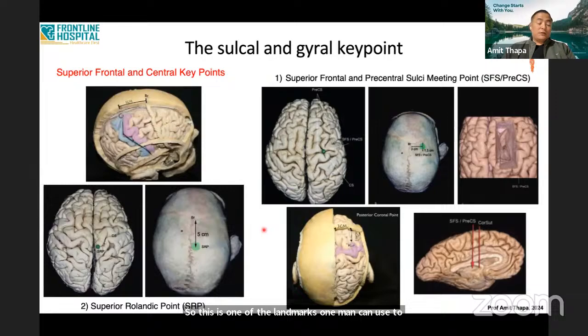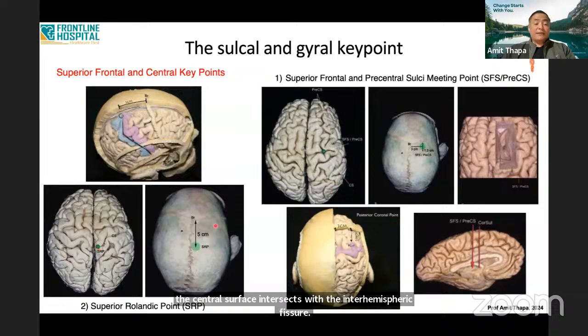Then the other important point is the superior Rolandic point, as we have already talked about in the previous slide. This is in the interhemispheric plane where the central sulcus intersects with the interhemispheric fissure. And this superior Rolandic point lies 5 centimeters behind the bregma. This is an important landmark when we are going through interhemispheric approaches, because when we do a corpus callosotomy at this level, the chances are that one can easily go into the subsplenial cisterns into the pineal gland.